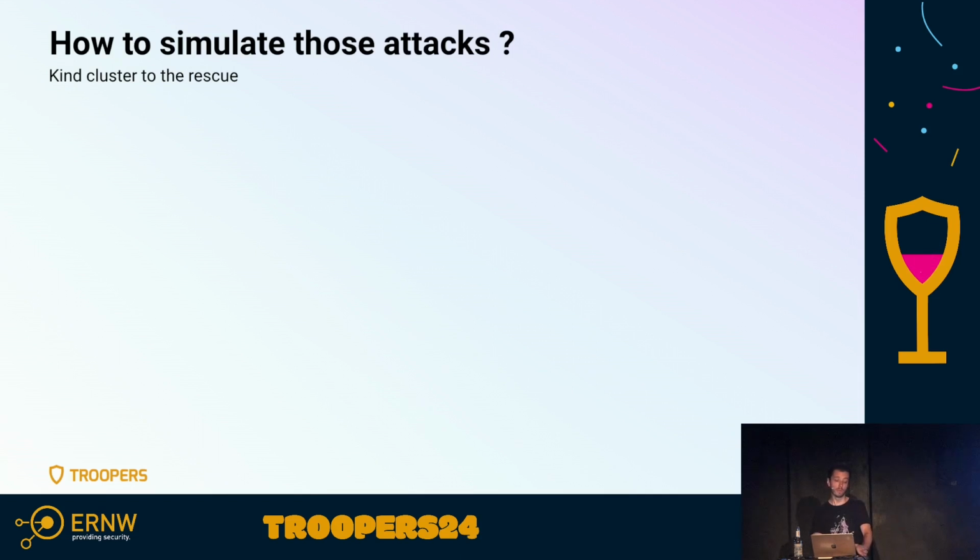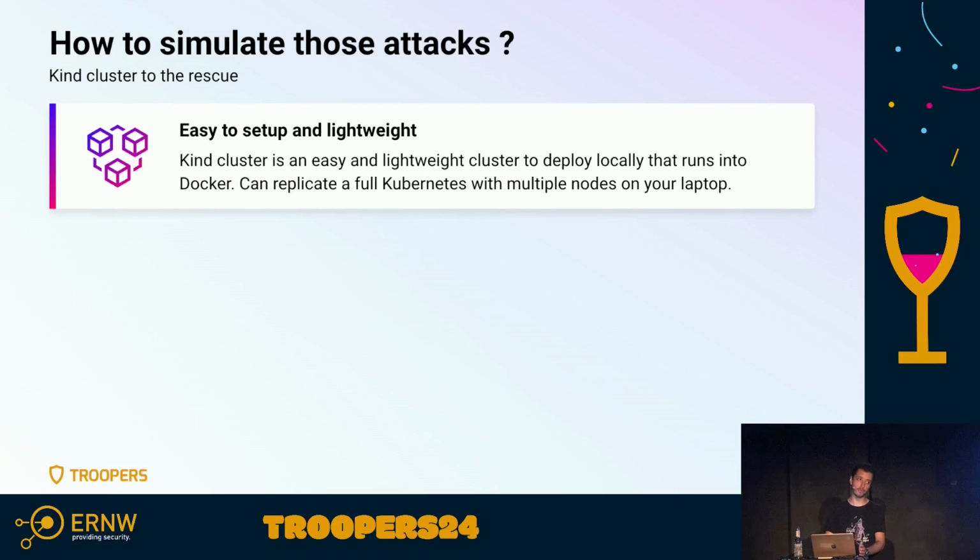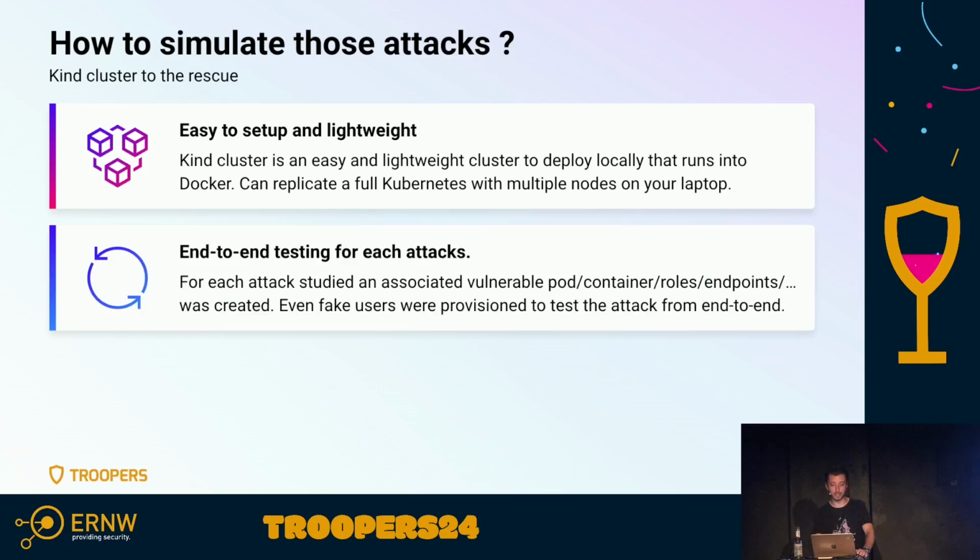Also, once you have the attack, you want to try it yourself. One way we found was the kind cluster, which, like I showed, allows you to spin up your own Kubernetes cluster on your laptop. It is so easy to set up that you can automate some end-to-end testing. That was really valuable for us because, as I will describe a little later, we use it as a regression model for our tool.